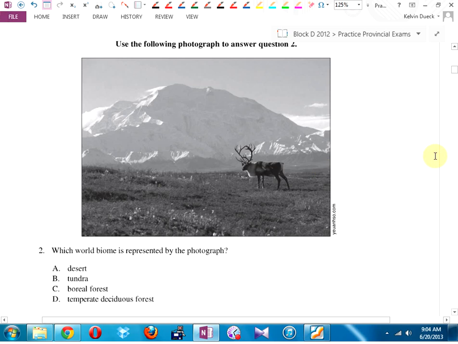Which world biome is represented by this photograph? I know it's not that. I know it's not that. It ain't that. Yeah, it's tundra. Now, if they were sneaky, this would be difficult if they'd also said permanent. I see short grasses. Tundra. They're not going to try and give you one that's really, really hard to figure out. It will be reasonably obvious.